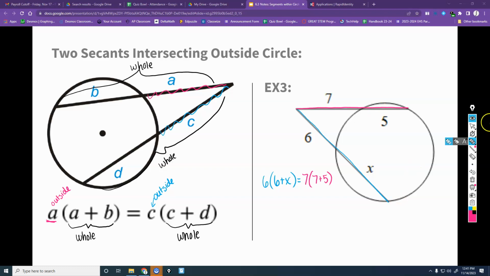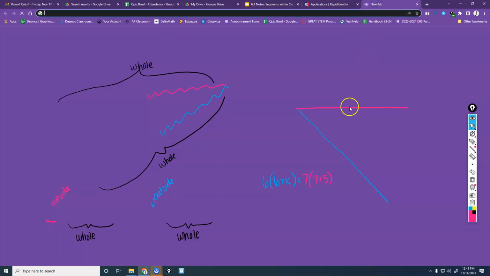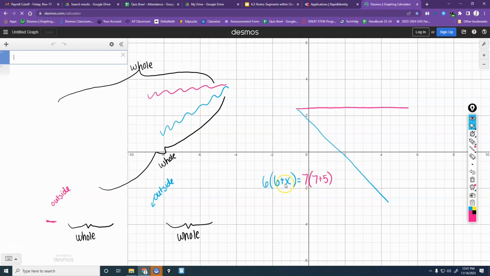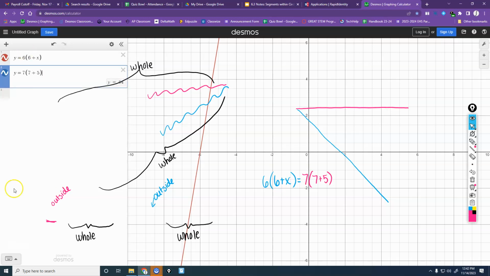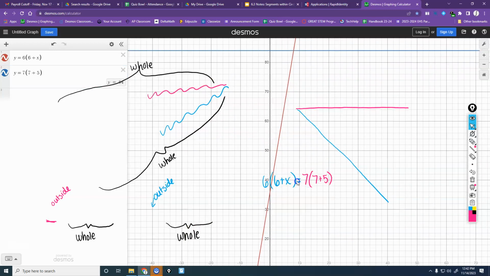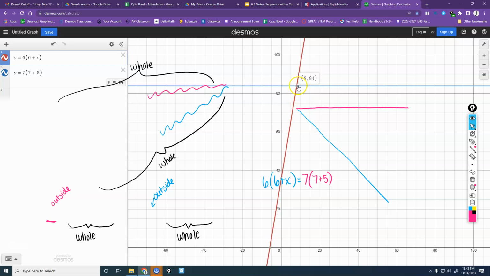That would work also. And remember, I'm going to flip over here one more time to remind you guys, if what's giving you trouble is this part, like if you can set it up correctly and you're not solving things correctly, Desmos can help you with this. You need to do y equals the left side, 6 times 6 plus x. You need to do y equals the right side, 7 times 7 plus 5, like that. It's going to graph it. You're probably going to have to zoom out some, right there.